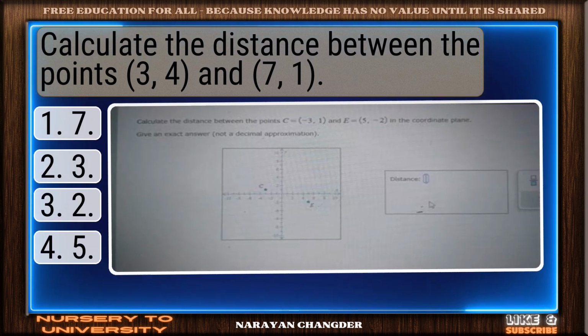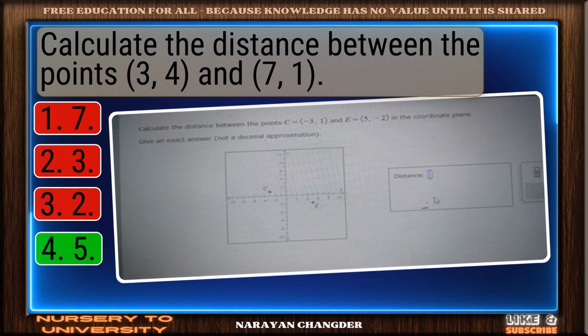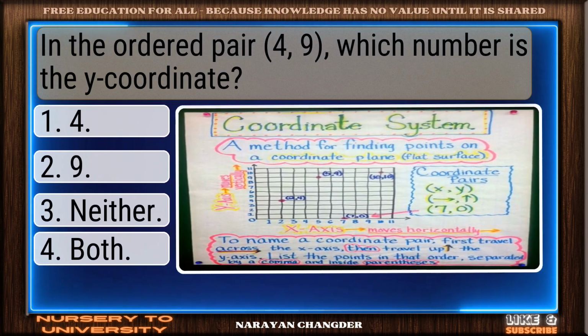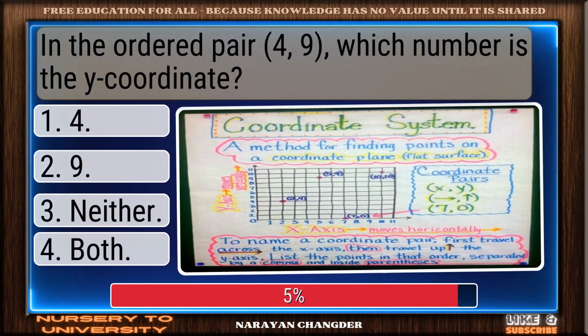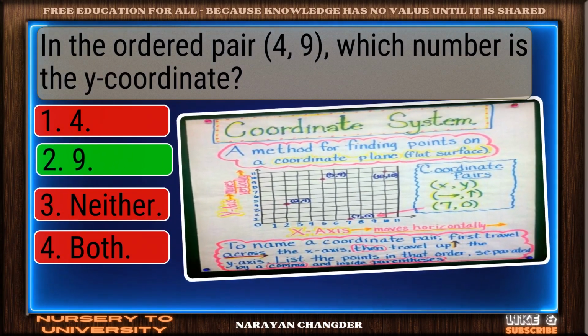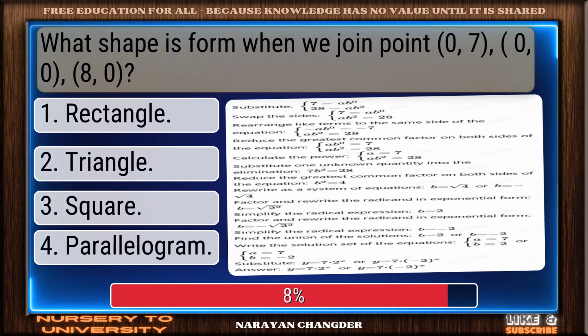Calculate the distance between the points and. Great thinking. 5 is right. In the ordered pair, which number is the y-coordinate? You're right. 9 is correct. What shape is formed when we join the points?